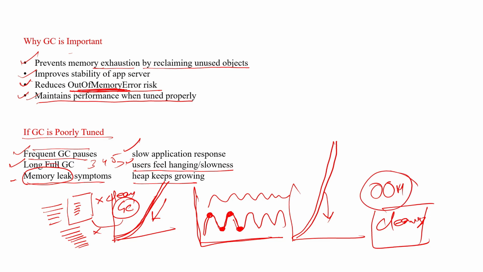Sometimes we have a memory leak. That means the objects are created inside the heap but not cleaned by the garbage collection, due to some bad code or some other symptoms. If the objects are not getting cleaned from the heap, this is called a memory leak. And we have to identify the reasons for the memory leak as well with the help of a heap dump, which we will cover in the next few sessions.